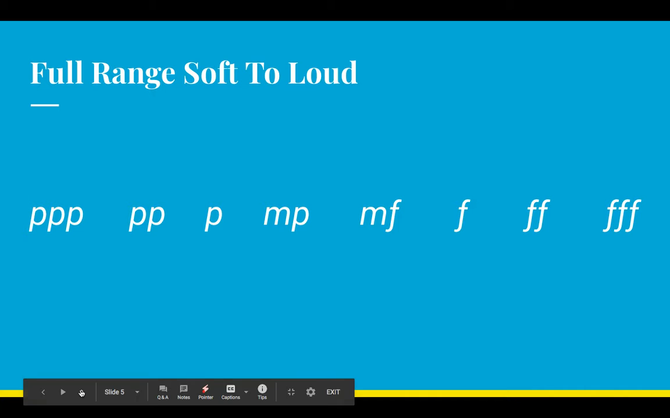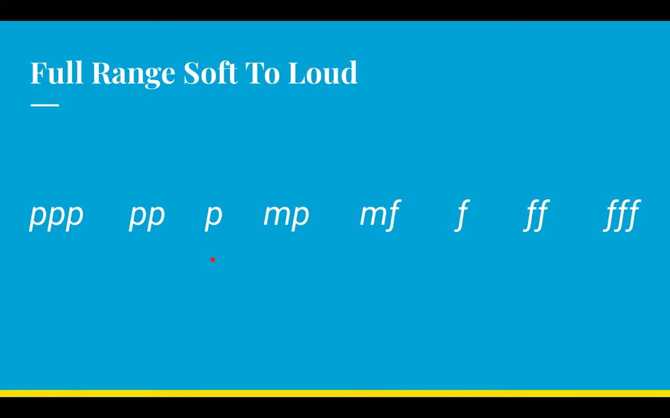All right, so let's look at the full list. I go all the way from pianississimo all the way over to fortississimo. Can you name all of the things that are in between? I'm going to give you a couple of seconds to try to figure it out. All right, let's check your answers. I have pianississimo, pianissimo, piano, mezzo piano, mezzo forte, forte, fortissimo, fortississimo. How'd you do? That's a lot of S's, isn't it?